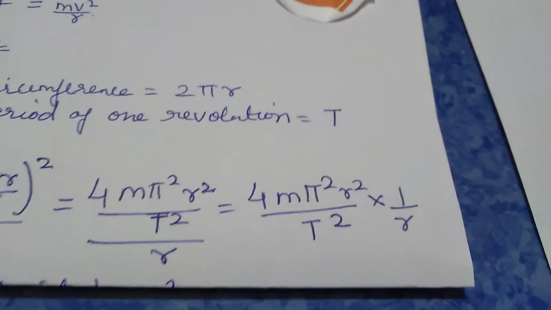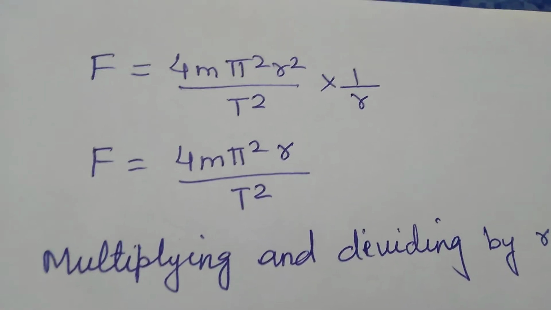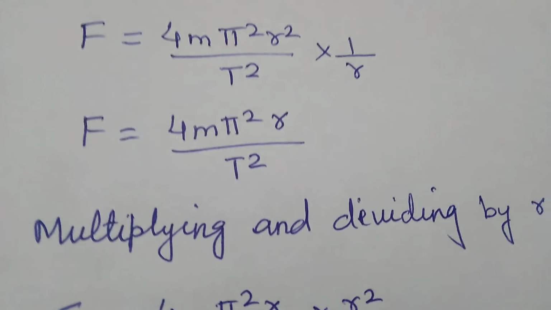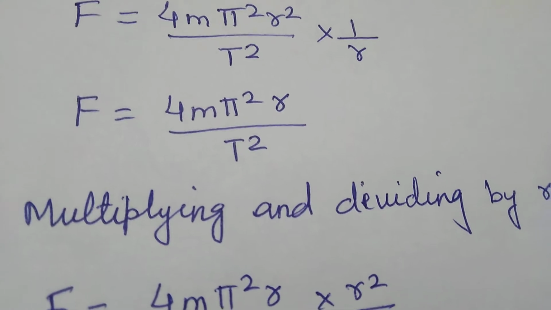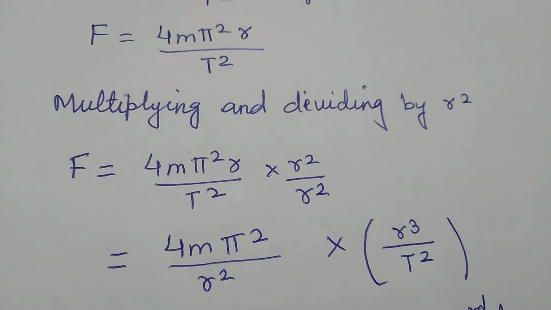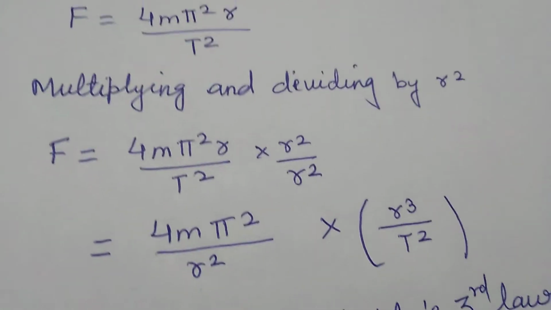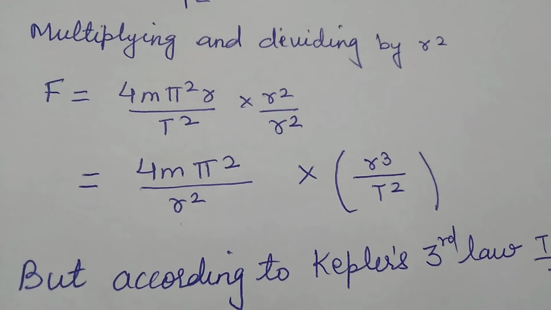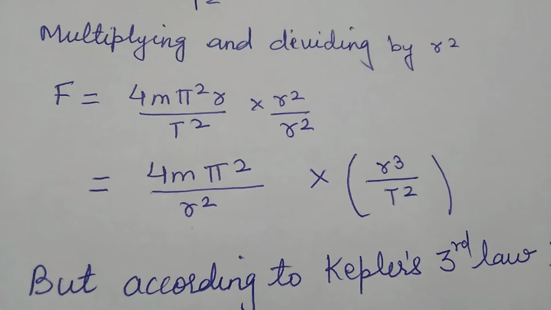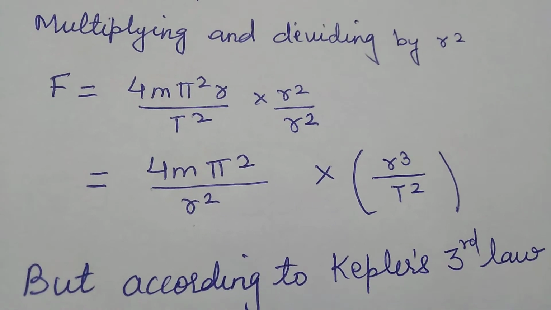Now solving further, F is equal to 4m pi square r square upon T square into 1 upon r. This was the last statement. Now one r will get cut and we get 4m pi square r upon T square. Now we will do one thing: we will multiply and divide by r square. Whatever F you got, multiply by r square and divide also by r square. Why are we doing this? I want to bring into a bracket r cube upon T square. Why do I want to bring this? Because you remember in Kepler's third law, it was told that T square upon r cube is constant.